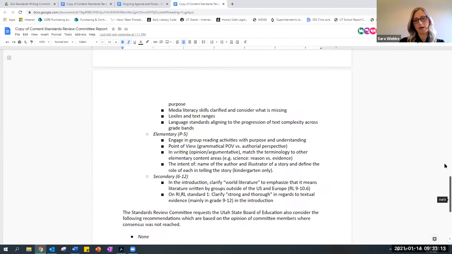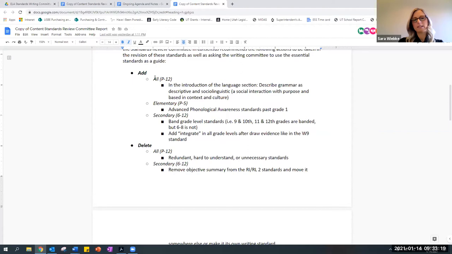If we start with what needed to be added, you'll notice we also have these headers of whether it needs to be added in all of the P-12 standards, just the elementary standards, which is identified as preschool through fifth grade, or the secondary set of standards, which is identified as 6 through 12. So I'm just going to give you a moment to read through these additions and let me know if you have any questions. Any questions on those additions?